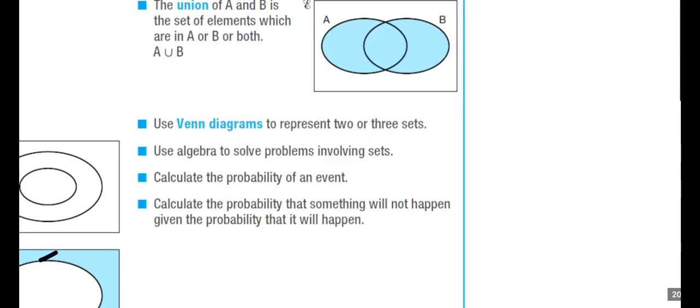I don't know how to explain. For example, when you toss a coin, how do you calculate the experimental probability of getting heads? Sorry, the theoretical probability of getting heads.